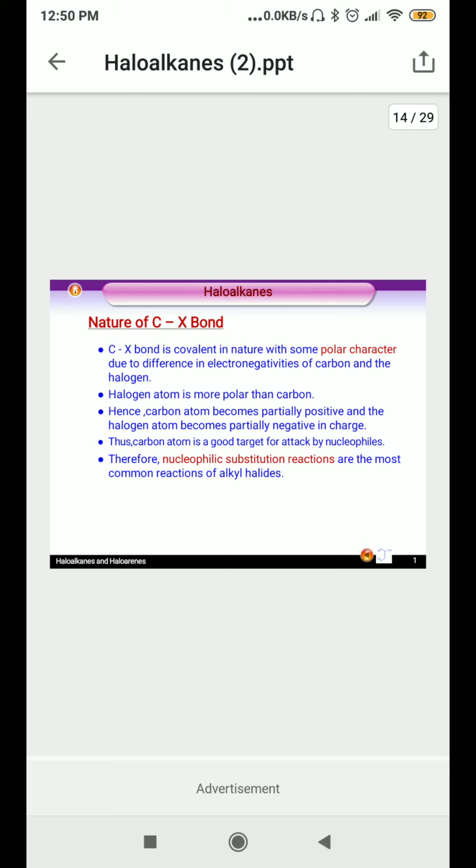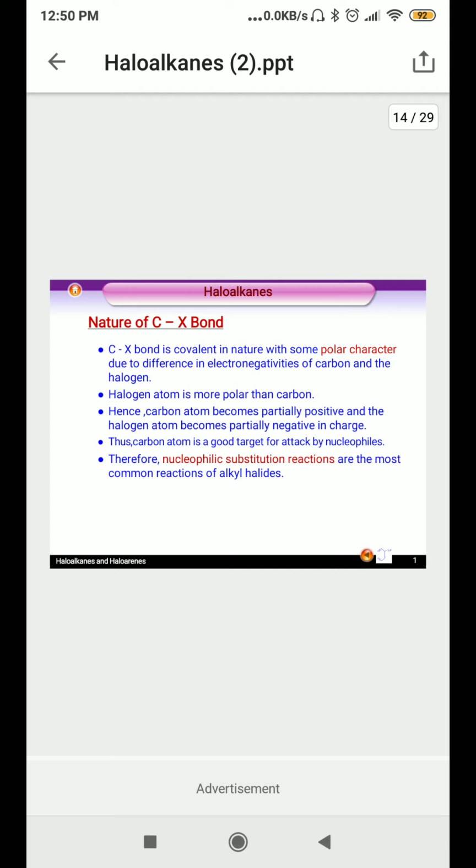Now let's discuss the nature of the carbon and halogen bond. So in CX, X represents the halogen. The C and halogen bond is covalent in nature. So there is a sharing of electrons with some polar character due to the difference in electronegativities of carbon and the halogen. Because as we all know, halogens are generally electronegative atoms, so they have lone pairs of electrons and are looking for an electron. So there will always be a sharing of electrons.